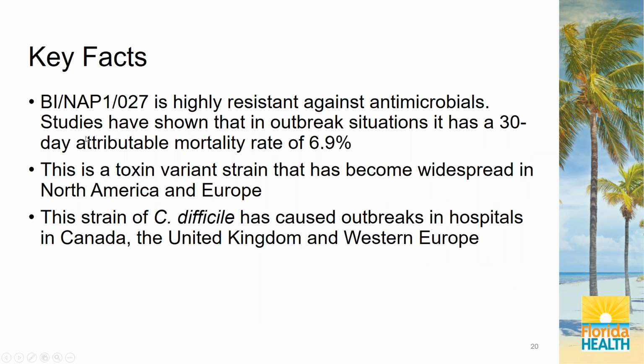But specifically with this strain, it's highly resistant against antimicrobials, and studies have shown that in outbreak situations it has a 30-day attributable mortality rate of 6.9%. This is a toxin variant strain that has become widespread in North America and Europe, and this strain of C. diff has caused outbreaks in hospitals in Canada, the United Kingdom, and Western Europe. And when these outbreaks occur, as you can see, they can be pretty bad for the people involved.